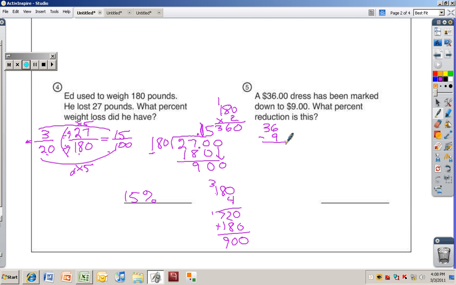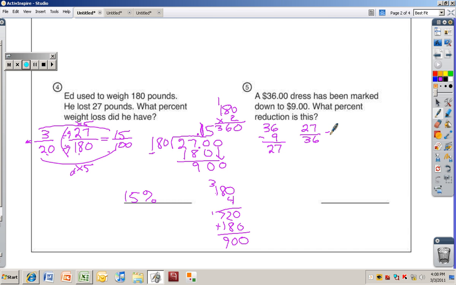Now remember, the change is not 9. We're not going to use the number 9 because it didn't go down 9, it went down to 9. So 36 minus 9 is what? It was 27. So it went down 27 out of the $36 that it started, okay? I bet a bunch of you put 9/36 on that and you got it wrong. If you did, you might want to pause the video and see if you can fix your answer right now before you see what the right answer is.